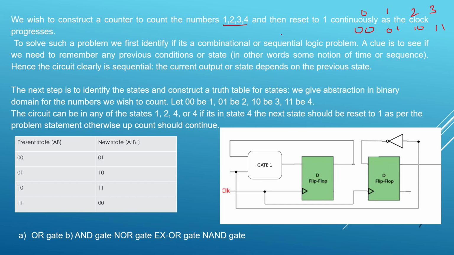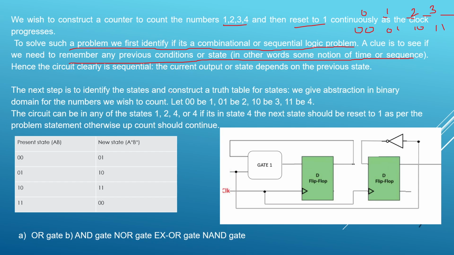Now they are saying that instead of 0, we are taking 1 2 3 4 and reset to 1. To solve such a problem, we first identify whether it's a combinational or sequential logic problem. A clue is to see if we need to remember any previous condition or state. Since it is going 1, 2, 3, 4, the circuit clearly is sequential because it has to go sequentially. First one will come, then two, then three, and four. So it's a sequential circuit, right?